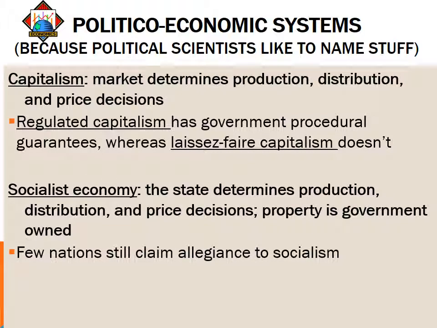The next political economic system I want to tell you about is the socialist economy, or socialism. This is when the state is going to determine the production, distribution, and price decisions. So instead of the market doing it, just replace that with the state. All of the property is government owned, and the state is going to use that property in order to determine how it wants to produce, distribute, and regulate prices.